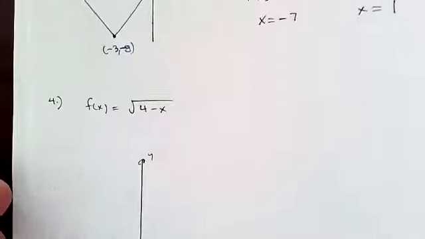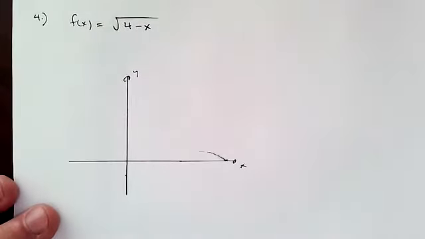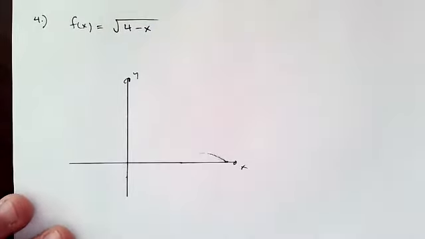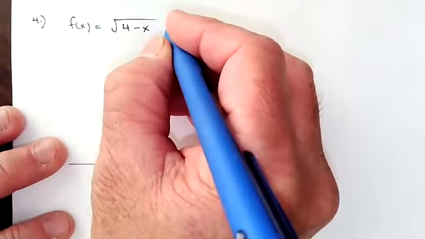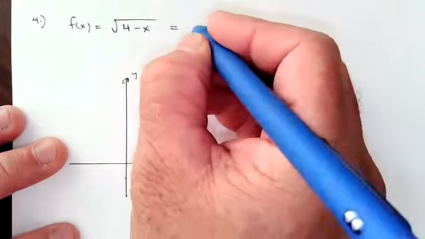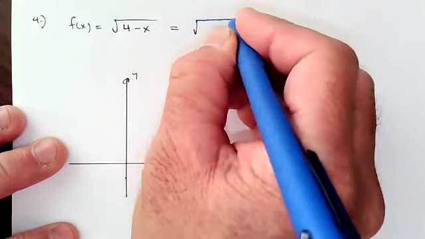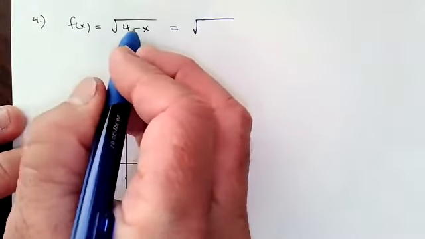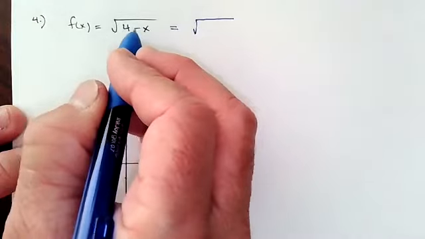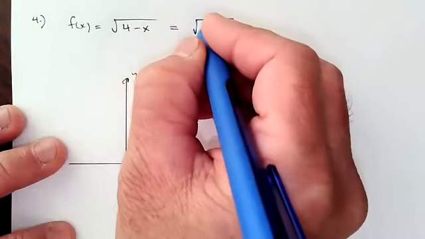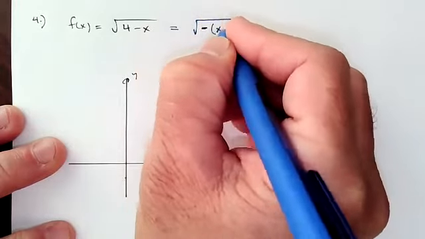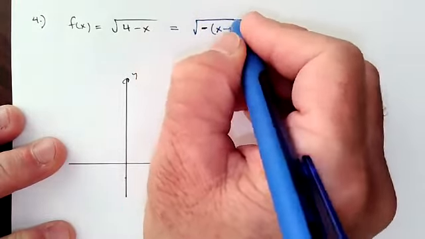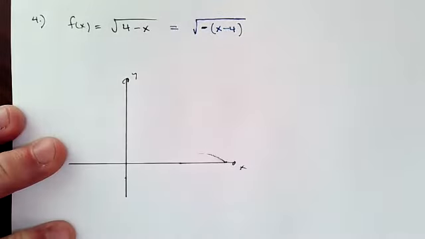And then one more. Okay, f of x equals the square root of 4 minus x. This one's a little bit tricky. What you want to do is think of this graph, because usually when you see a translation left or right, it's usually the other way around. It's x minus 4 instead of 4 minus x. And so you do need to make it look like that. If you factor out a negative, this is the same thing.